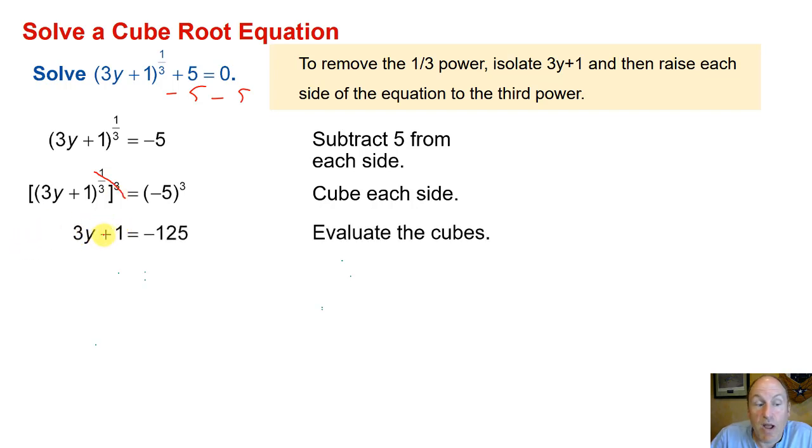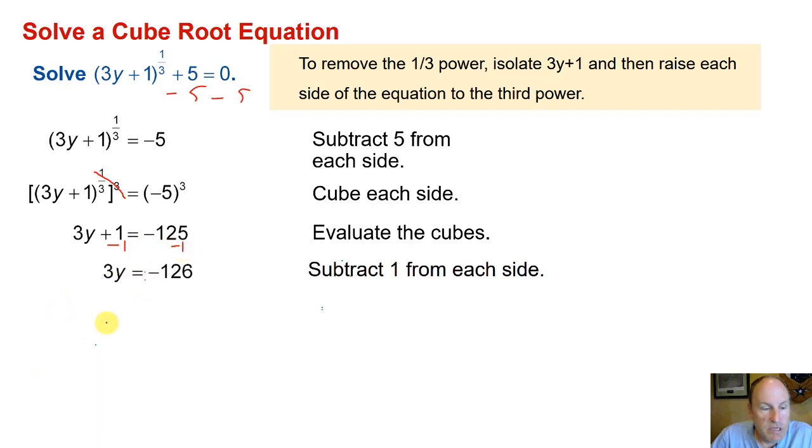That leaves us with 3y plus 1 equals negative 125. Now we're going to subtract 1 from both sides to give us 3y equals negative 126. And then divide by 3 on both sides to get rid of the 3. And our answer, y equals negative 42.